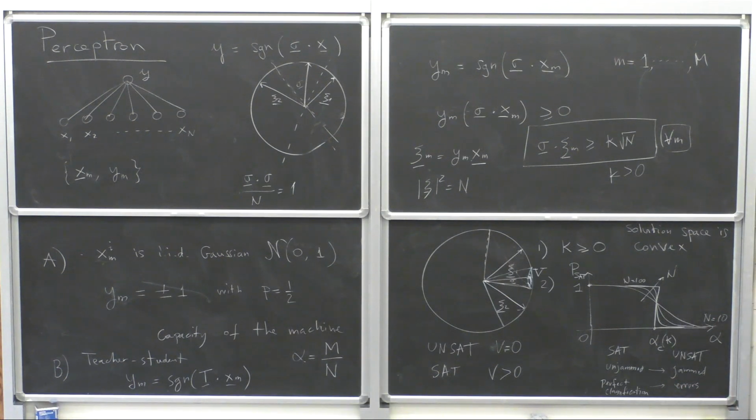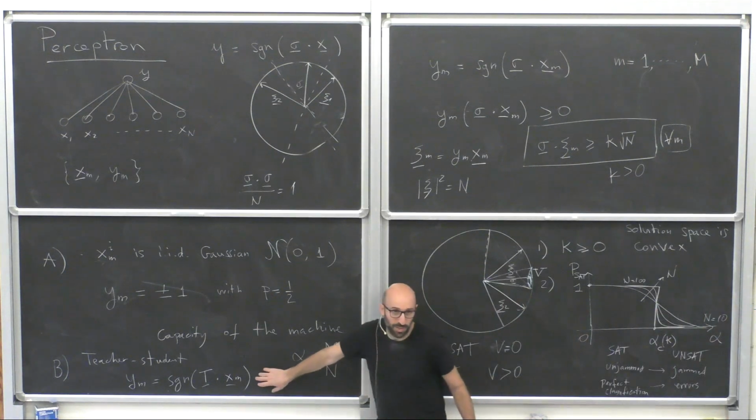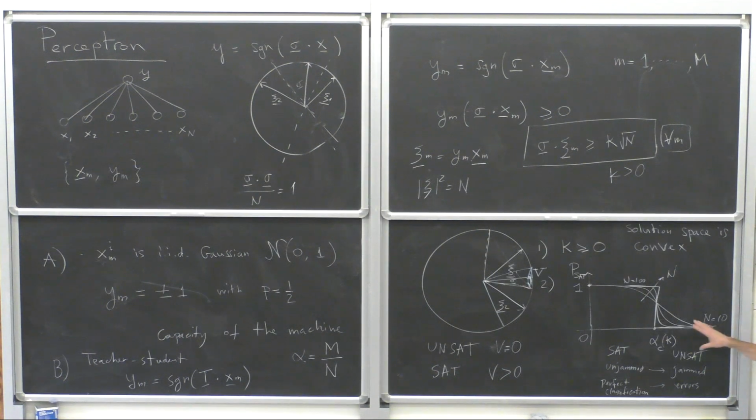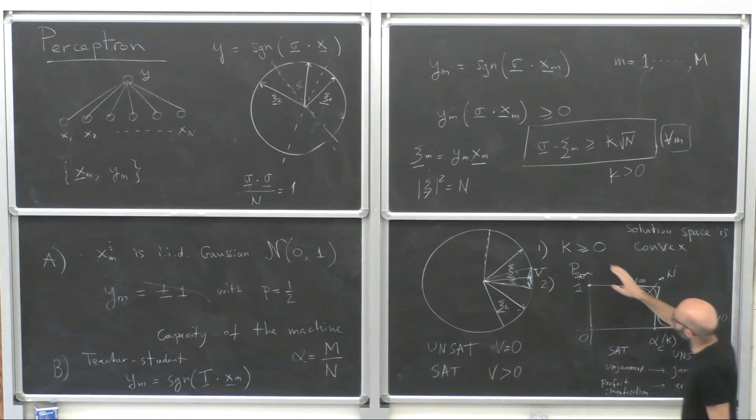On the training set, this is all about classifying a training set. There is nothing here about generalization to new data. To study the generalization to new data, you should do the teacher-student calculation. And I will not do it because I have to stop in 10 minutes. So anyway, there is this phase transition, and you can compute it with the replica method.